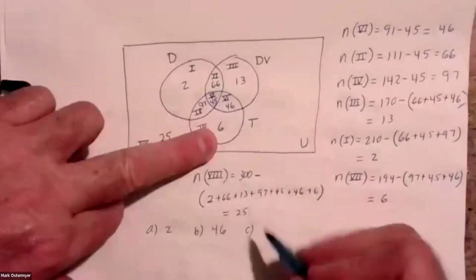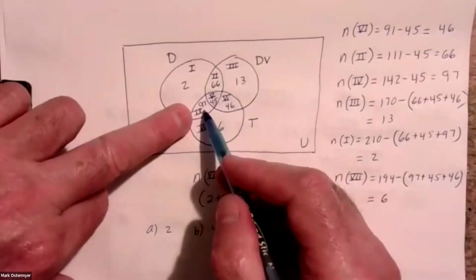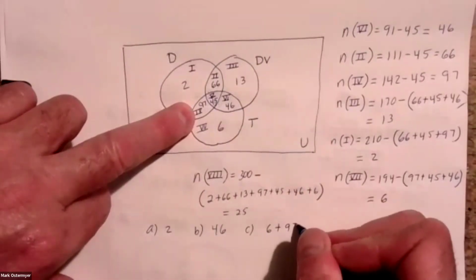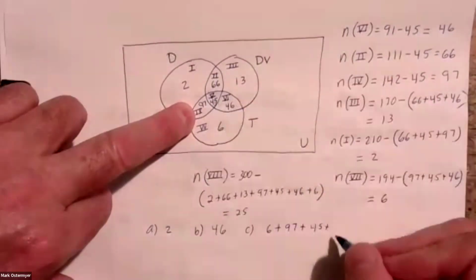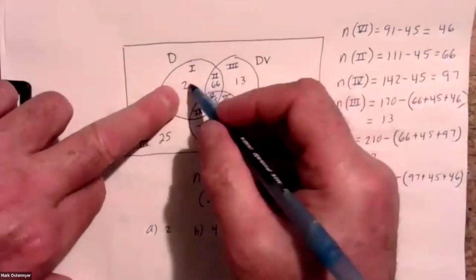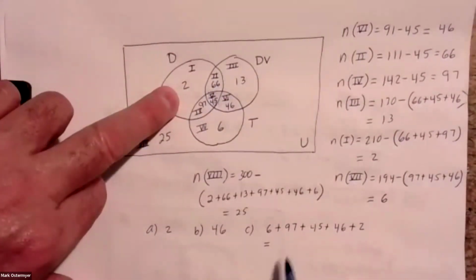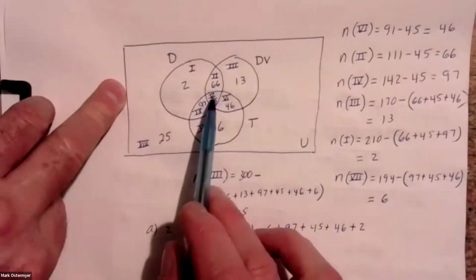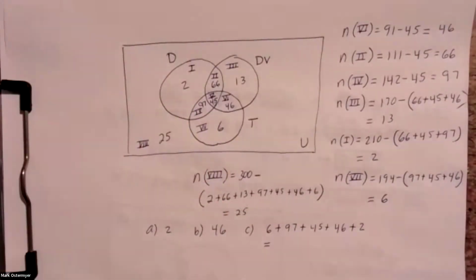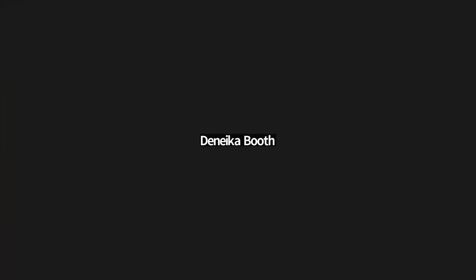Well, that's a lot. That would be 6 plus what? 97, correct? Plus what? 45 plus 46 plus what? 2. There's your answer to the number of inmates who had theft or drugs. You've got to add all these numbers up here. So what does that count? It's going to be something like 196. Thank you.